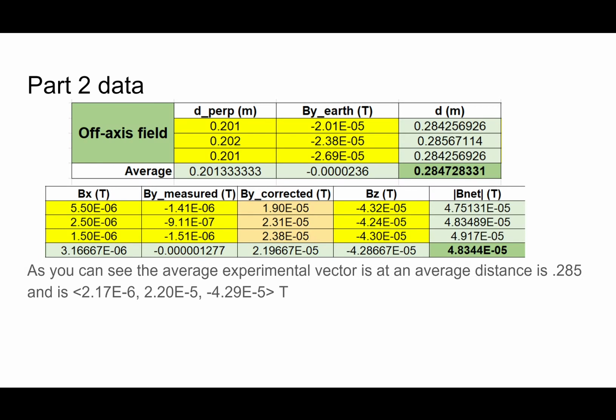So as you can see, the average experimental vector had an average distance of 0.285 meters and is 2.17 times 10 to the -6 in the x direction, 2.2 times 10 to the -5 in the y direction, and -4.29 times 10 to the -5 in the z direction, Tesla.